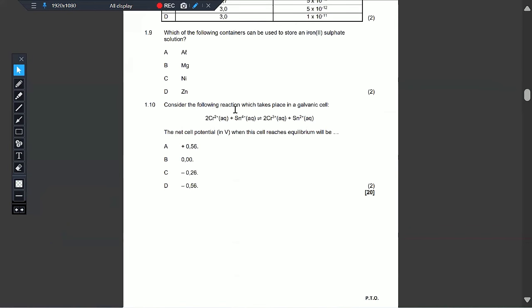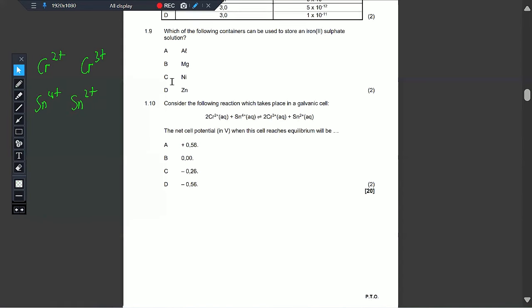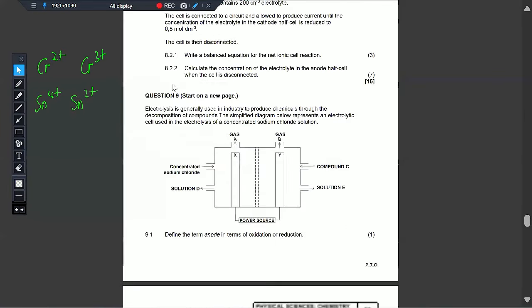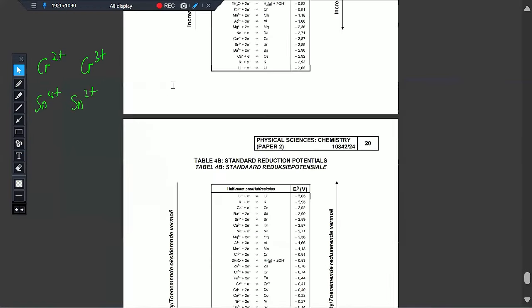It says, consider the following reaction, which takes place in a galvanic cell. The net cell potential when this cell reaches equilibrium will be what? So let's check here. At this point, we want to check the one that goes Cr2+ with Cr3+, and then also the one that goes Sn4+ and Sn2+, right? Between the two, we want to check which one is anode and which one is cathode, and therefore we calculate our EMF. And then, okay, so again, we go back to the table, 4B preferably.